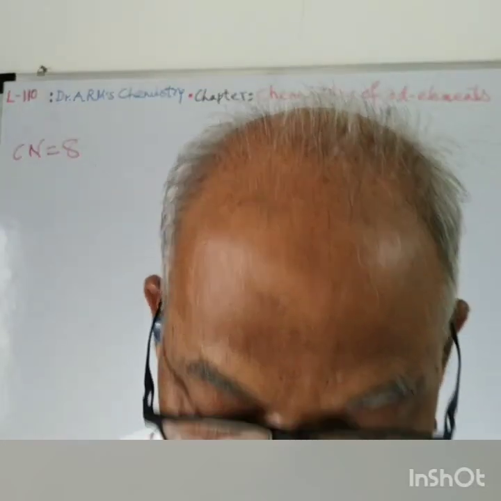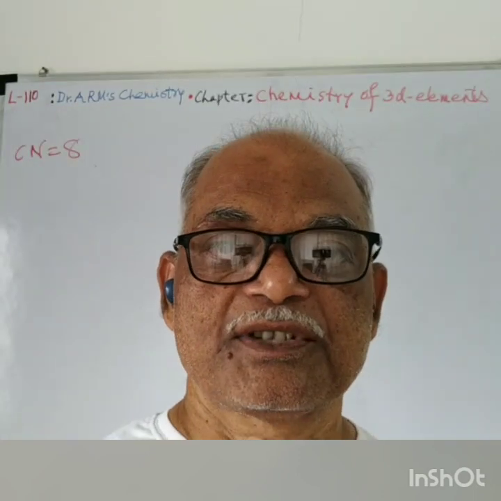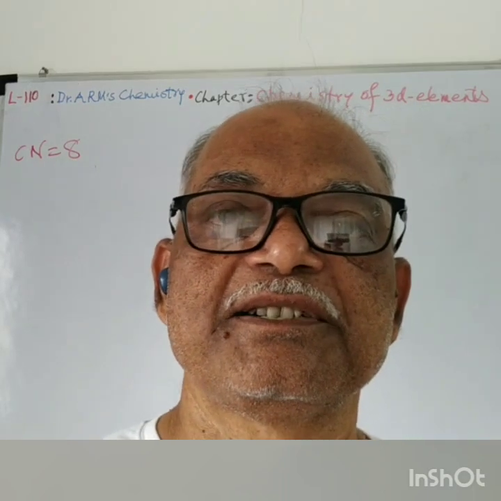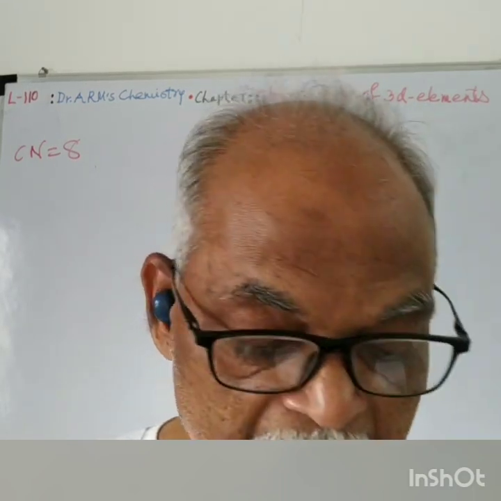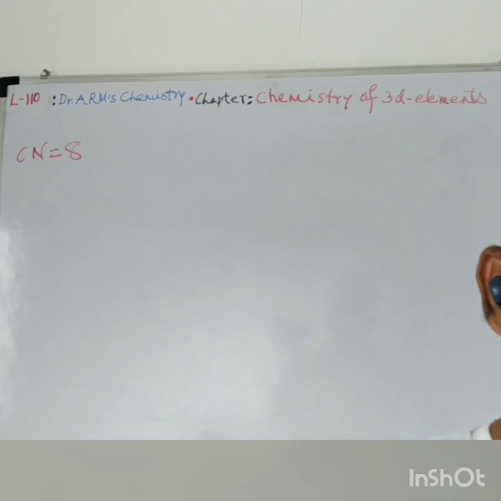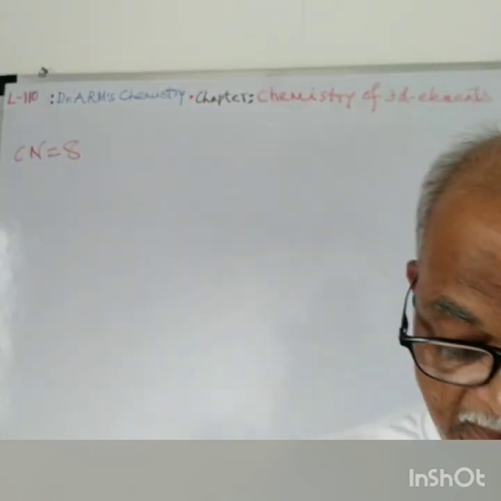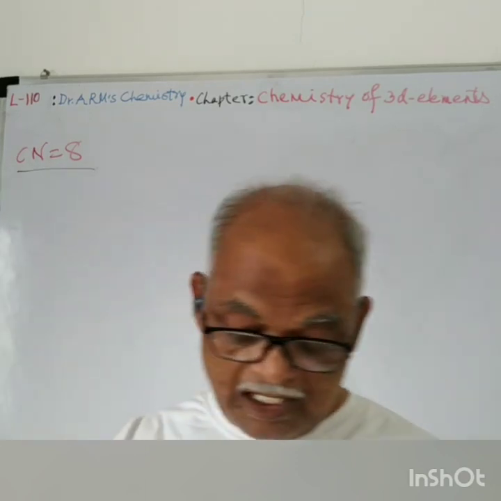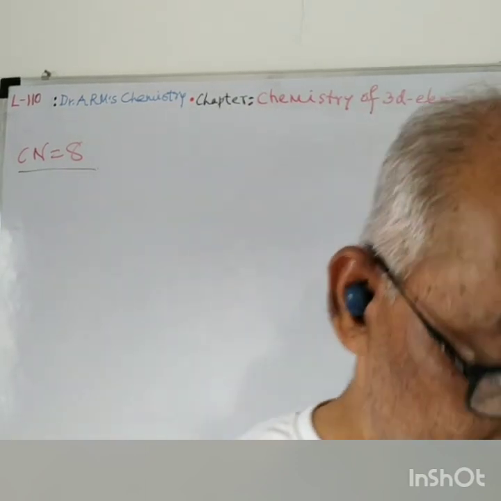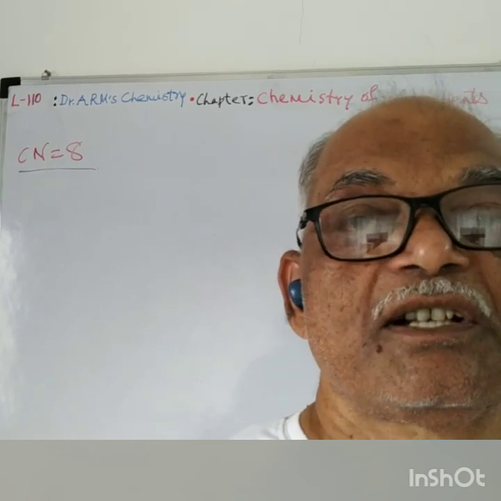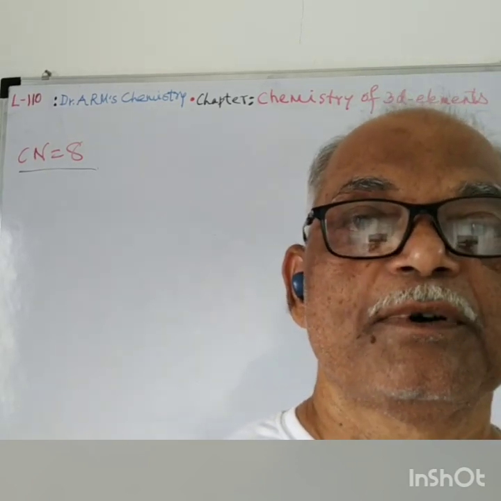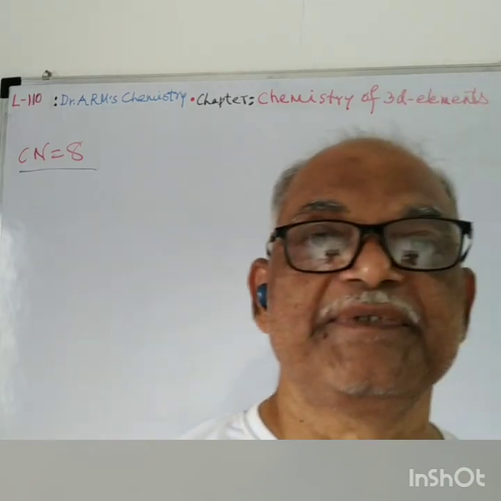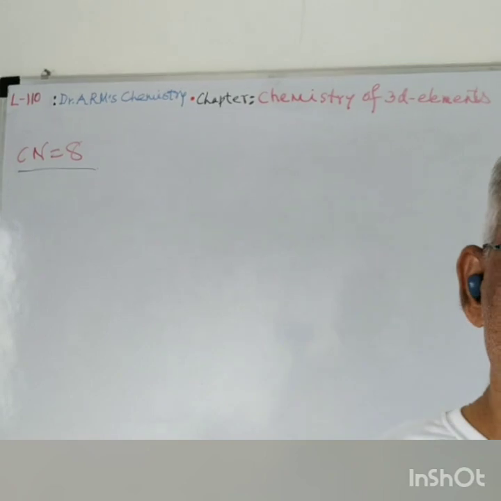Last time we have seen the various examples of complexes of transition metals having coordination number 7, and now we will see the coordination number 8. This is coordination number 8, and we will discuss a variety of examples and different structures arising from this coordination number, and what are the effects of various ligands.